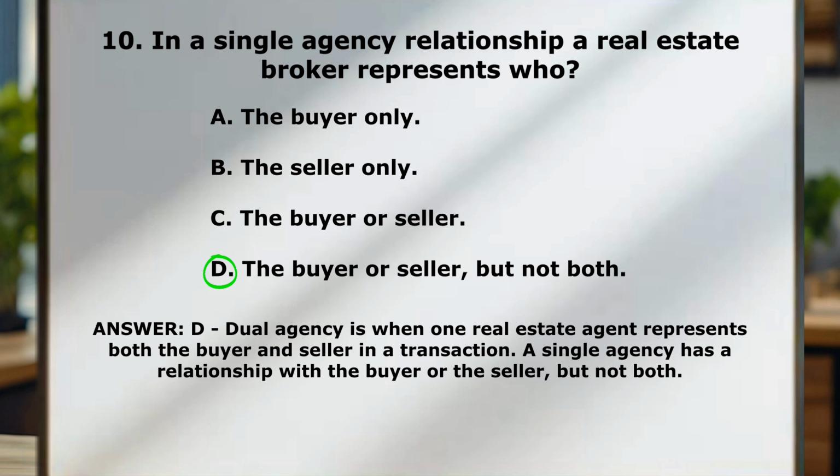Single agency is a relationship with the buyer or the seller, but not both. Just make sure you read this one carefully. Take your time. This is an easy one as long as you understand what agency is, single agency and dual agency, but just make sure you get this one right because you could quickly misread it or something like that. So make sure you maximize and score the points that are easy points on the test.